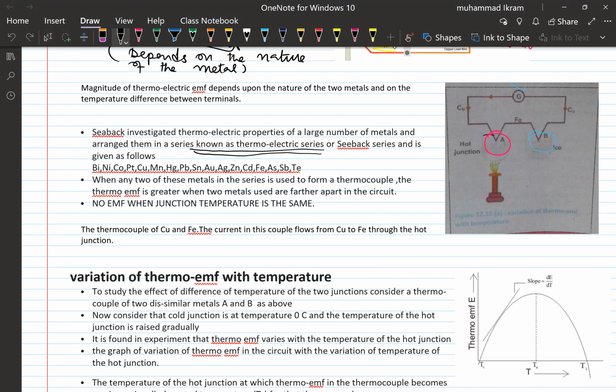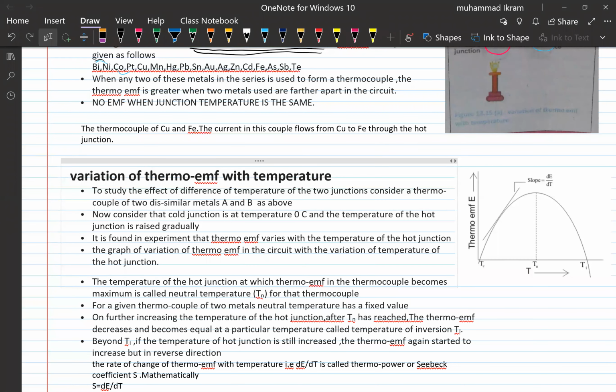When any two of these metals in the series are used to form a thermocouple, for example this one, you may use these two, or any combination of two. The most interesting thing here is that the thermo EMF is greater when the two metals used are the farthest apart in the series. The farther apart they are, the greater will be the induced EMF produced in the circuit. No EMF changes when the junction temperature is the same. Of course, there will be no heat flow, and then there will be no EMF in the circuit.